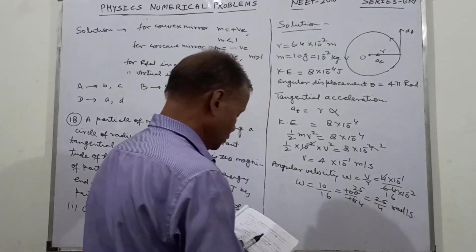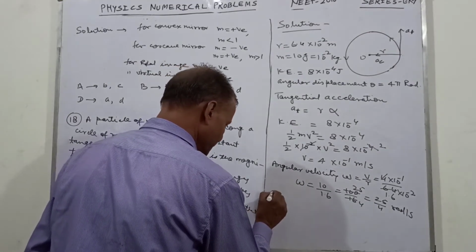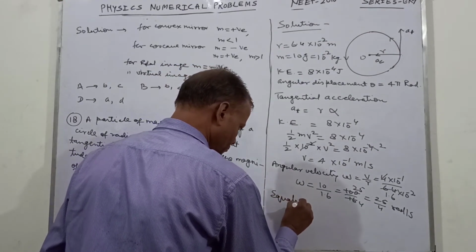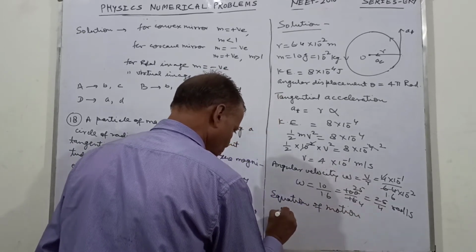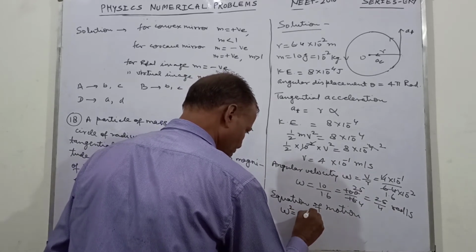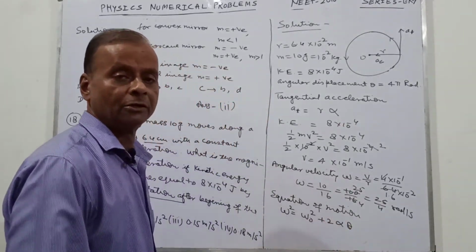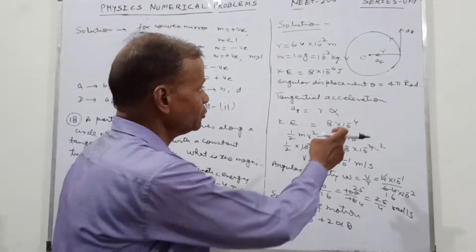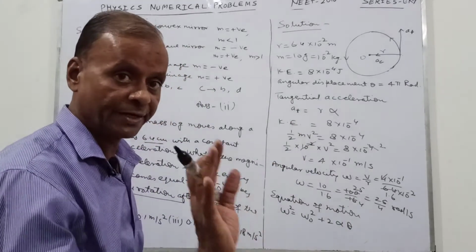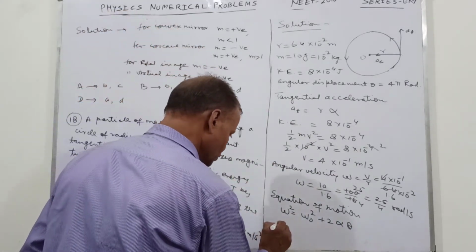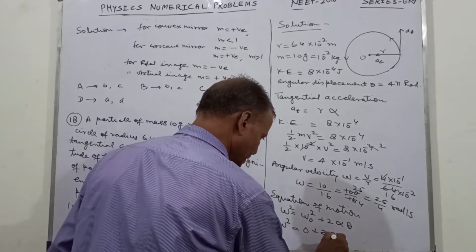And now you have to find the angular acceleration. So, the equation of motion: omega square equal to omega naught square plus 2 alpha theta. Here this theta is given to us, and this omega naught is equal to 0 because the particle is moving from rest. So this omega square is equal to 0 plus 2 alpha theta.